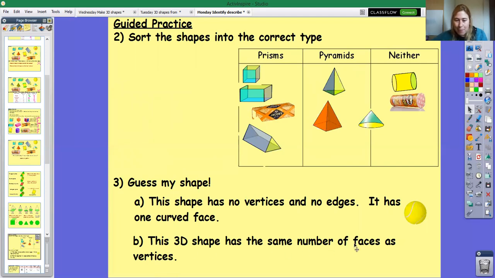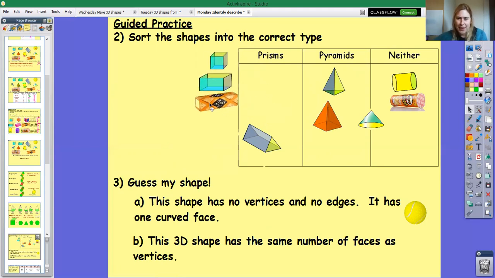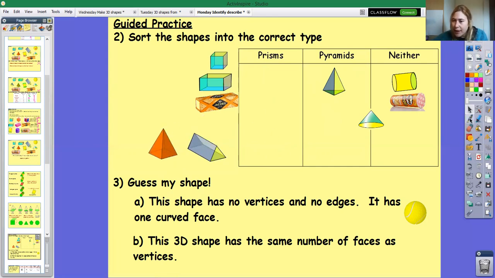The 3D shape has the same number of faces as vertices, so I'm going to have to try some things out now. I remember that it can't be the cuboid or the cube because they had different numbers of faces and vertices. I could try this one, or I could try a pyramid. So let me just have a little play with this and you might want to do the same. Okay, so let me look for the faces and vertices. I know that the square base pyramid has got 1, 2, 3, 4, 5 faces. And it's got 1, 2, 3, 4, 5 vertices. So the square base pyramid could be one of the ones that fits that. Maybe we had a different one.